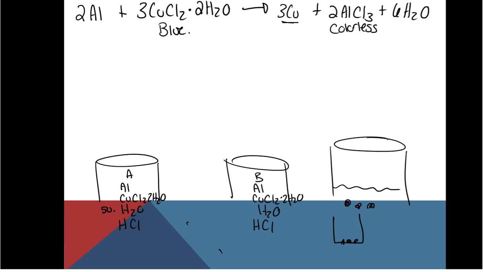At that point, you're going to wash the copper with some more water. So you're going to add some water, swish it around, rinse and decant it again. You will need to rinse this twice. The idea here is you're trying to get rid of that acid. So if you rinse it twice with water and decant, you're going to be left with just wet copper at the bottom.